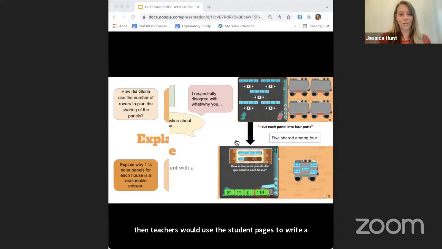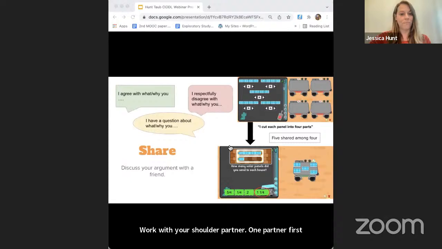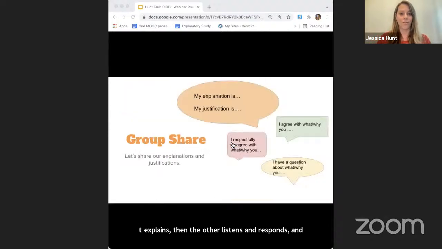They then move on to a partner share. So I would say something out of the materials there, like, now is the time to discuss your explanation with a friend, work with your shoulder partner. One partner first explains, then the other listens and responds, and then you switch before moving on to the final group share, which is where I, again, would model from the teacher role how to select students to share their explanations and justifications, how to promote students to use the sentence starters that you see on the screen, because oftentimes students need support in actually knowing how to explain and share with others. So these sentence starters are scaffolds to help them do that.